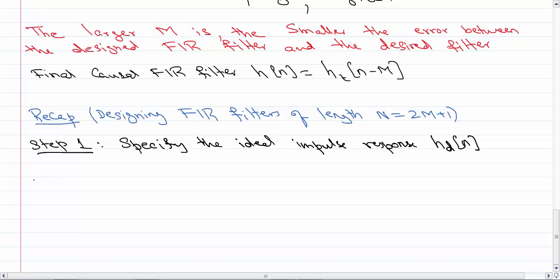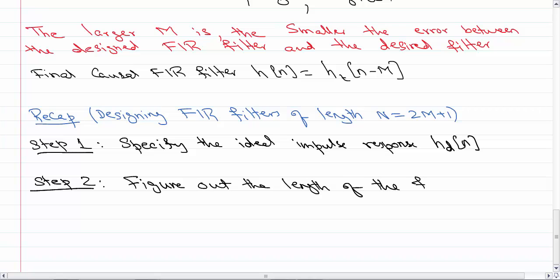Step 2 is figure out the length of the filter that you can afford, capital N, just 2m plus 1. That's an odd length filter, which means that you are going after either a type 1 or type 3 filter, because as we discussed, type 1 and type 3 filters pretty much cover everything that you need to do.